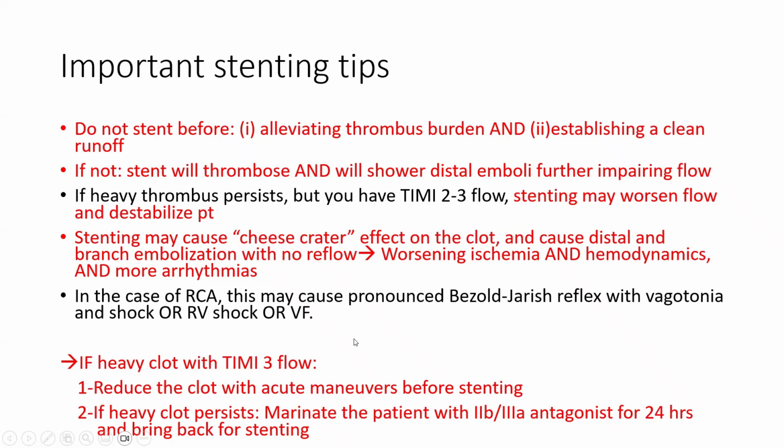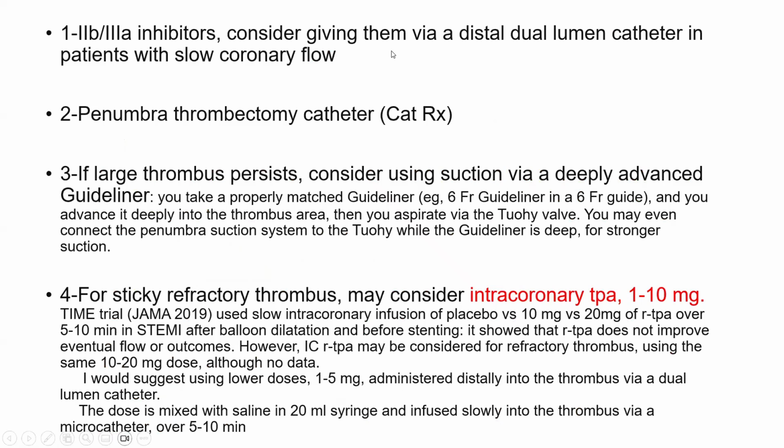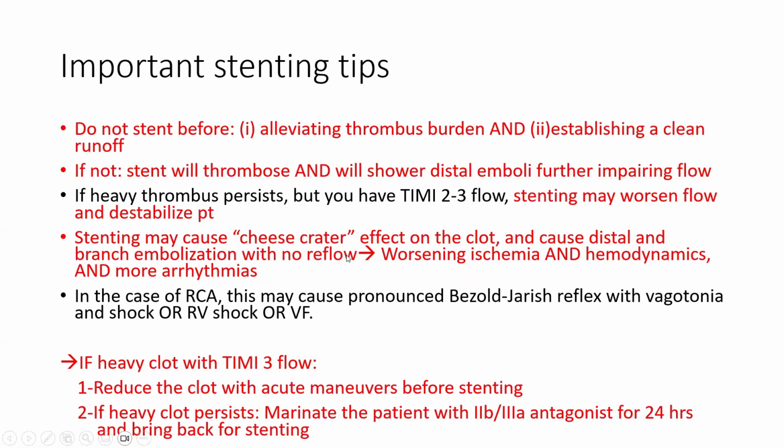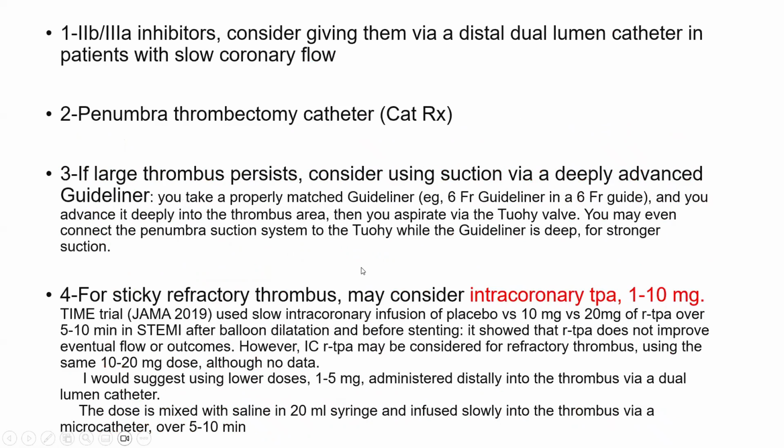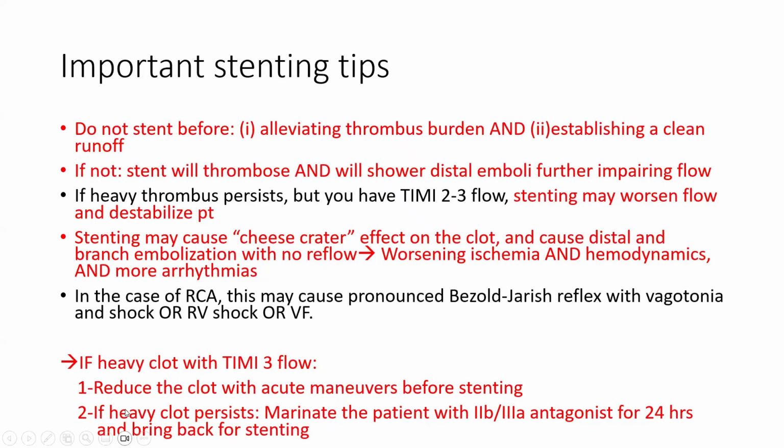So if you have heavy clot with TIMI 3 flow, try those techniques to eliminate the clot before you stent. However, if those techniques don't work, if you establish a good runoff, but you have not been able to alleviate the thrombus burden, well, what you may need to do is marinate the patient with 2B3A antagonist infusion for 24 hours and bring back the patient for reassessment, see if that thrombus has cleared, and stenting.